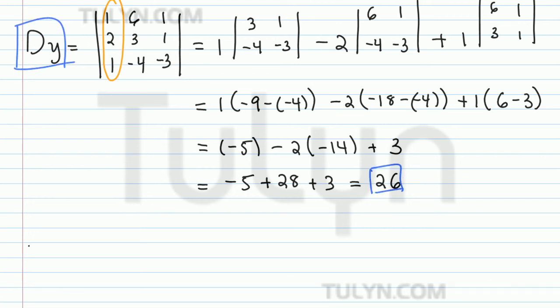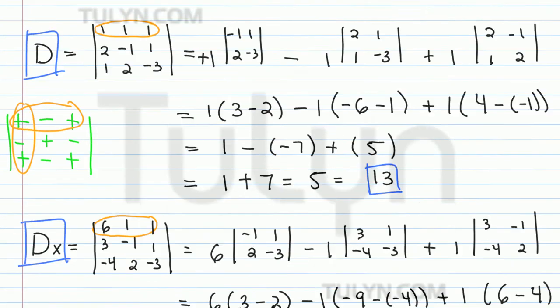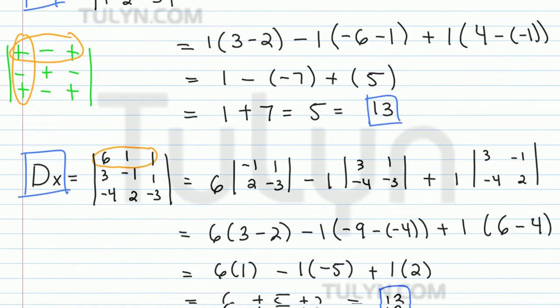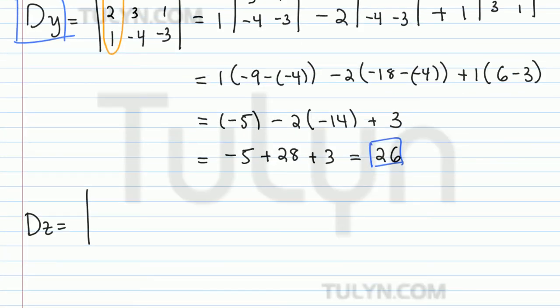So now let's finally do dz, so we can be done. So dz, again, let's go all the way up. You write the coefficients of x and y, but this time you replace the coefficients of z with the constant terms. So let's go all the way back down. The coefficients of x are 1, 2, 1. The coefficients of y are 1, negative 1, 2. And then we replace the coefficients of z with 6, 3, negative 4.